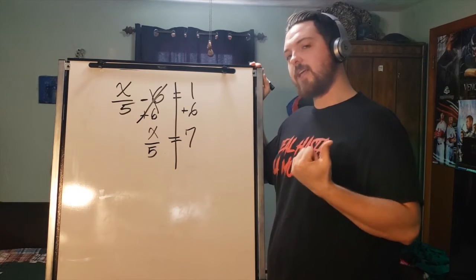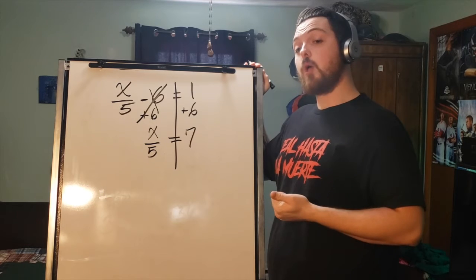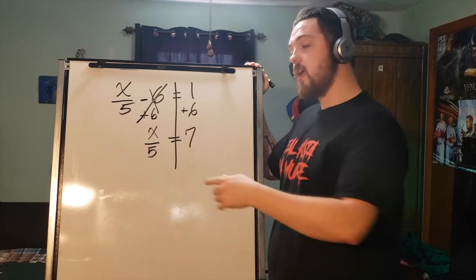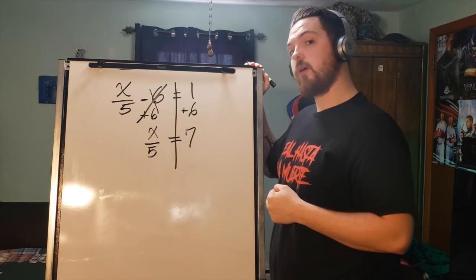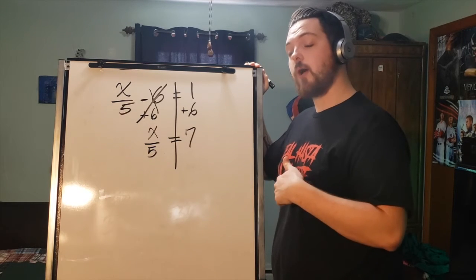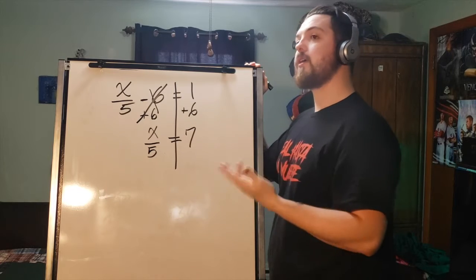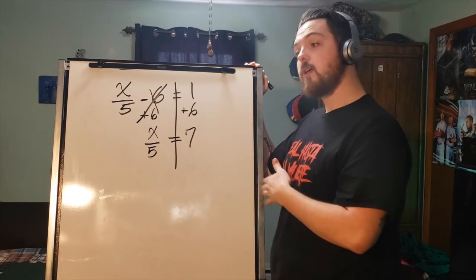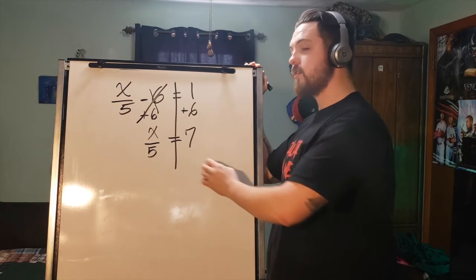Now, last week, or even the problem before this, we were working with multiplication. In order to get rid of multiplication, we had to divide. Now, I'm dividing my variable. In order to get rid of division, I have to multiply. So whatever you're seeing, you just do the opposite. If you see division, you multiply. If you see multiply, you divide. For this problem, we are dividing.